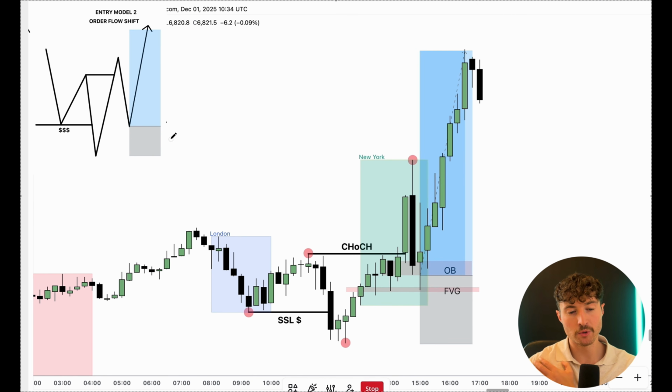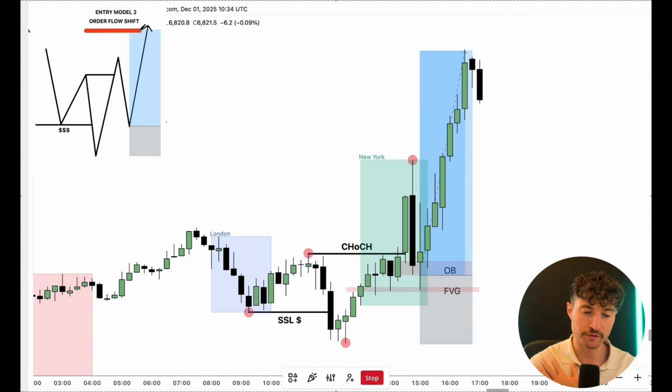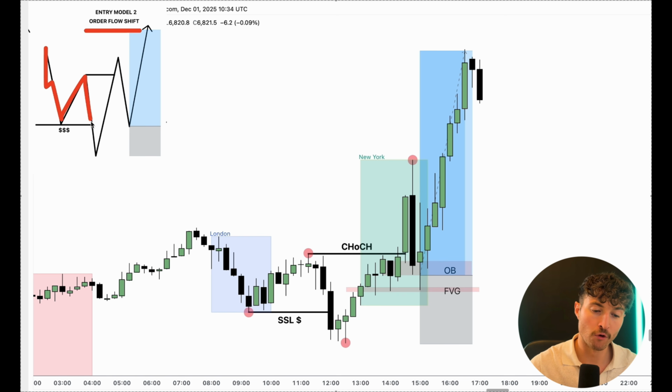Entry model number 2 is an order flow shift. So this is where you have a low in the market, followed by a pullback, followed by a lower low.